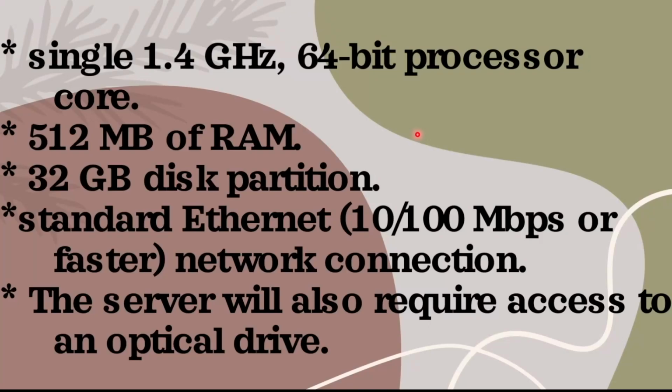In installing our Windows Server 2012 R2, we need a single 1.4 GHz 64-bit processor core, 512 megabytes of RAM, a 32 gigabyte disk partition, and a standard Ethernet 10/100 Mbps or faster network connection. The server will also require access to an optical drive.